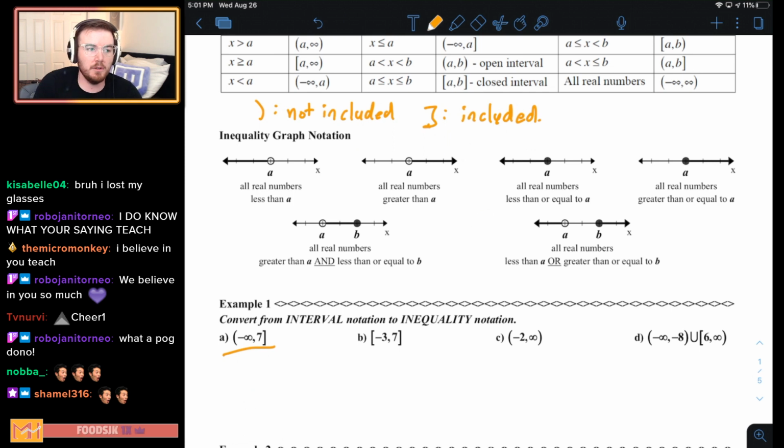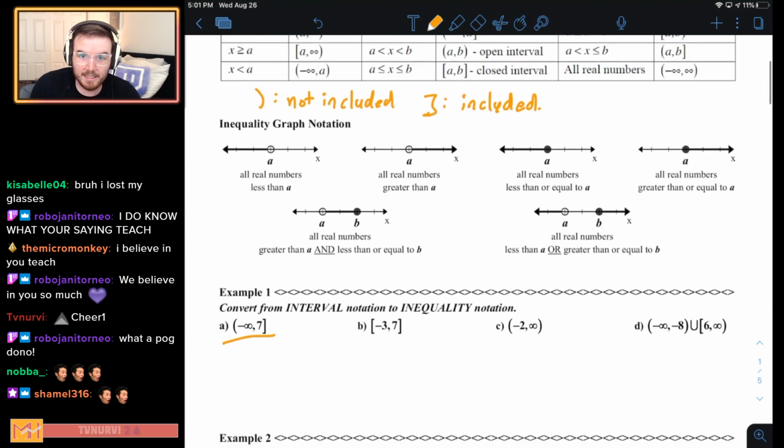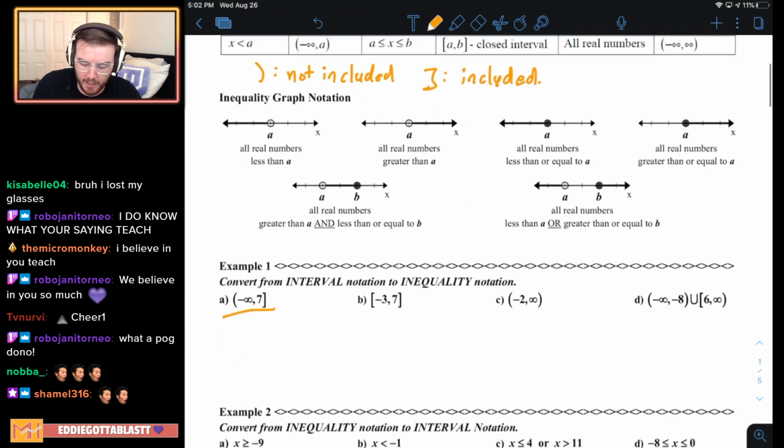To not include it means it's not a part of the answer. So, you must be 10 years or older. That means it includes 10. You have to be older than 10. Well, that means you can't be 10. You must be 11 or older. So it's about inclusion or not inclusion.